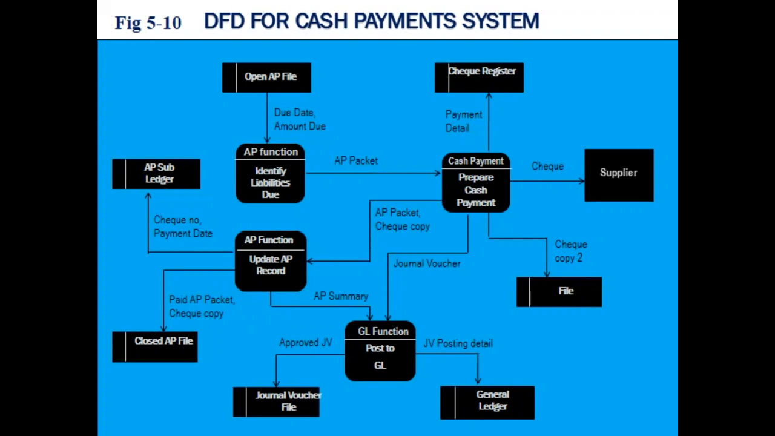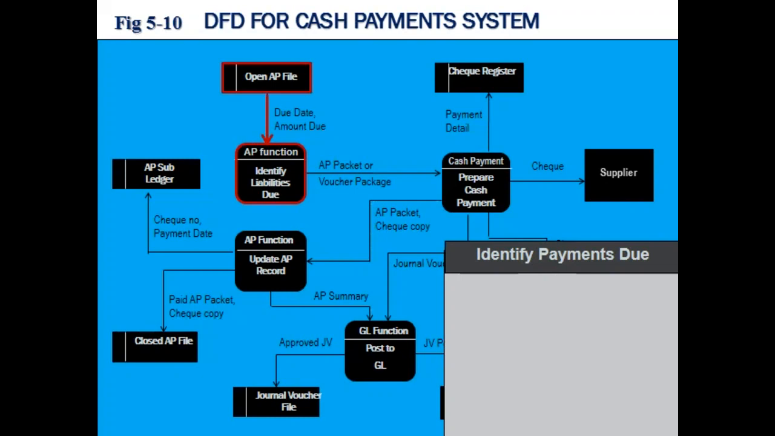The cash payments system processes the payment of obligations created in the purchaser system. The principal objective is to ensure that valid creditors receive payments promptly and correctly. If payments are made too early, the firm forgoes interest income that it could have earned on the funds. If they are paid late, however, the firm will lose purchase discounts or may damage its credit standing.